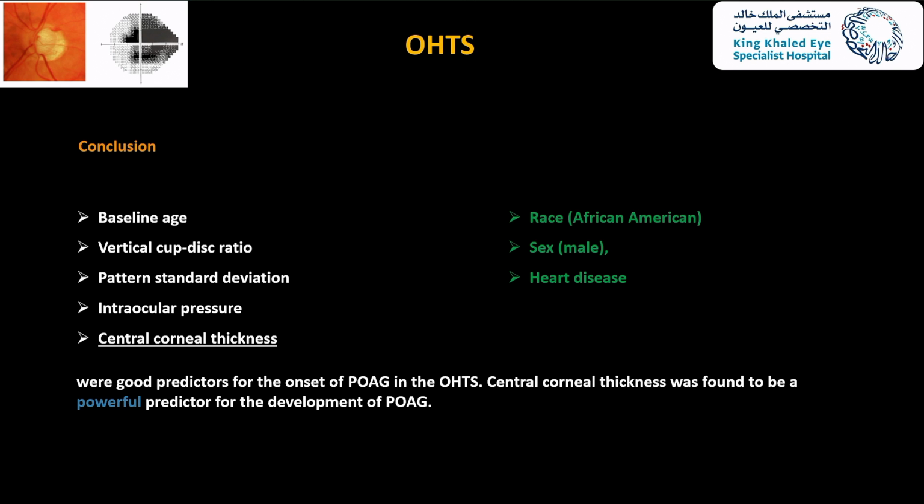So if the patient had 555 or less, they have a threefold greater risk of progression from glaucoma suspect to glaucoma. The other risk factors they found only on univariate analysis were race, African American, male sex, and patients having heart disease. So most of those risk factors were excluded, and this will come in the other study.